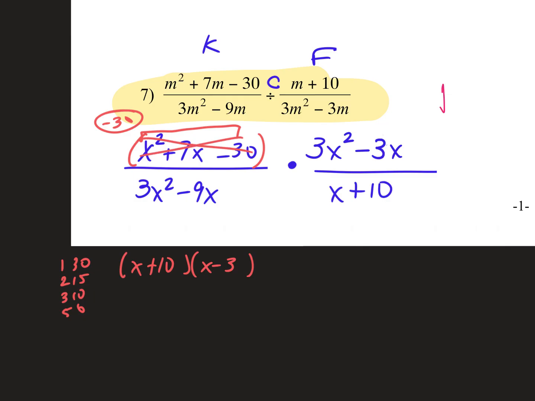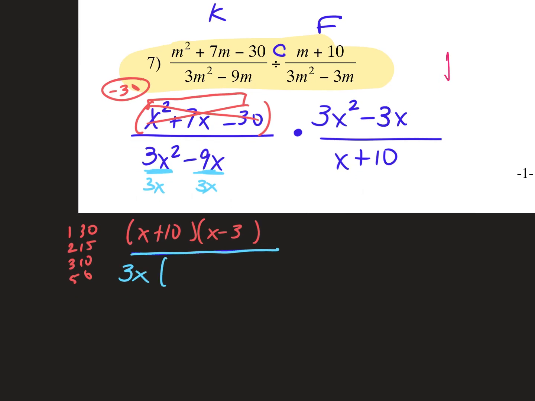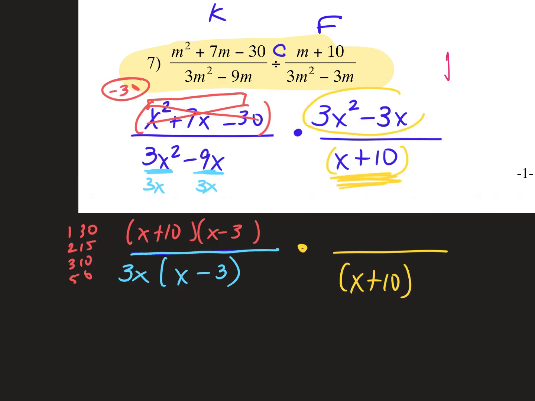Now let's go to the bottom left. Well, let's do it in light blue. All right, bottom left. What can you take out, guys, of 3x squared and 9x? Okay. If you take out a 3x, if I divide out a 3x here, what am I left with? X minus 3. Good. All right, let's go over here to the bottom right. Can I take anything out of x plus 10? No, so just rewrite it. X plus 10.